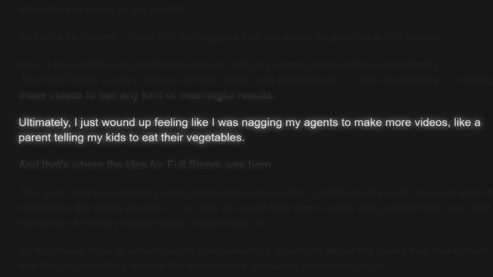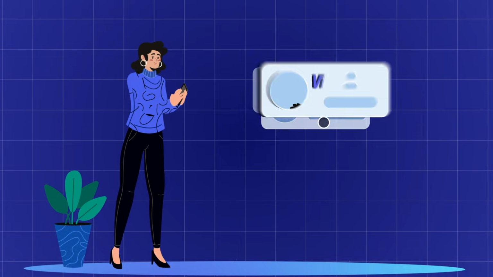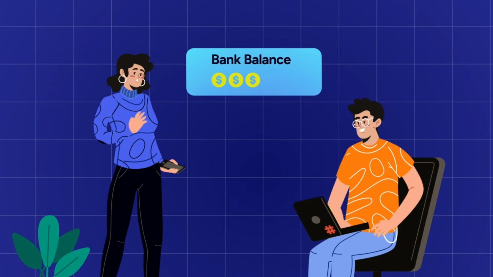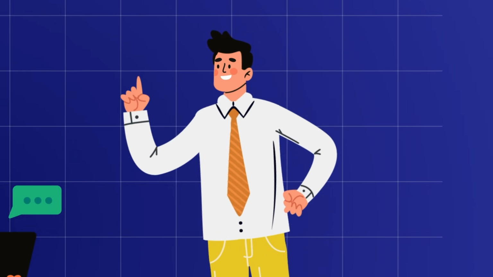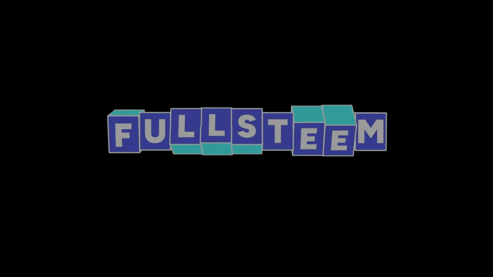Okay, so I'm currently working on a script that includes a line that says, I just end up feeling like I'm nagging my agents to make more videos, like a parent telling kids to eat their vegetables. So this script is basically a part of another main video where I have introduced characters to visually emphasize certain moments, and the scene we are creating today is one of those key shots.